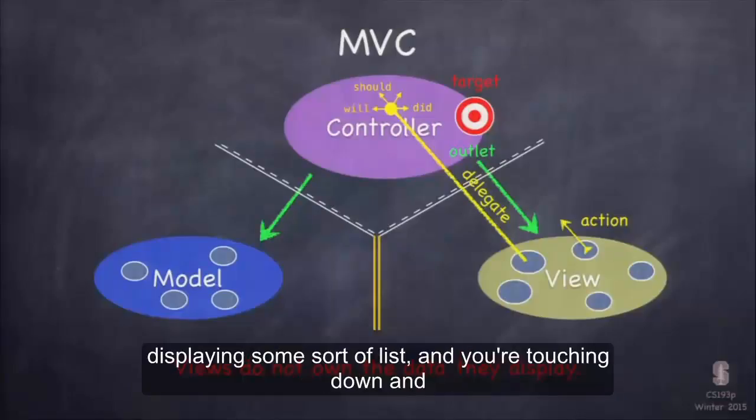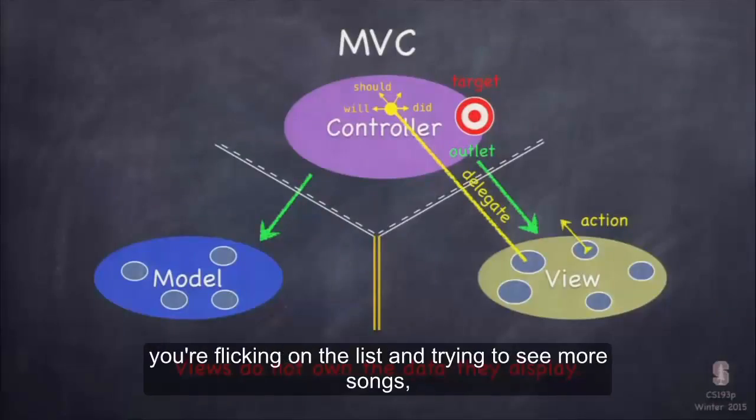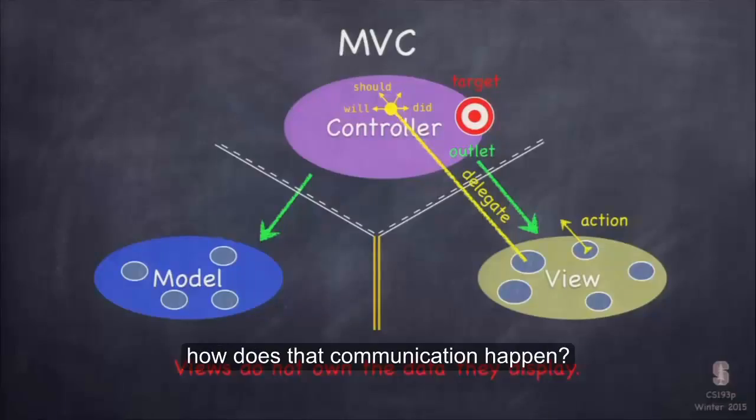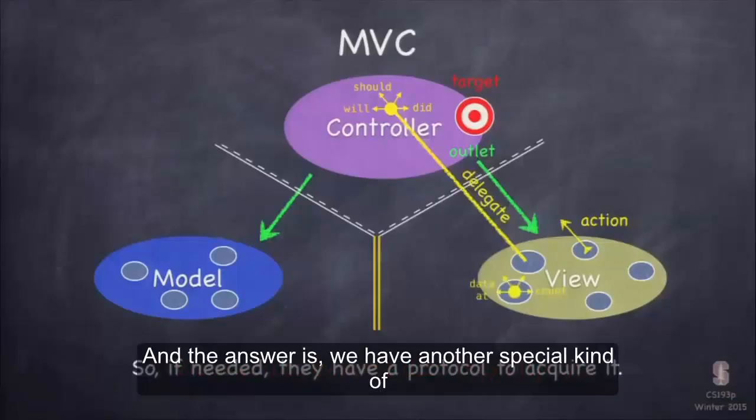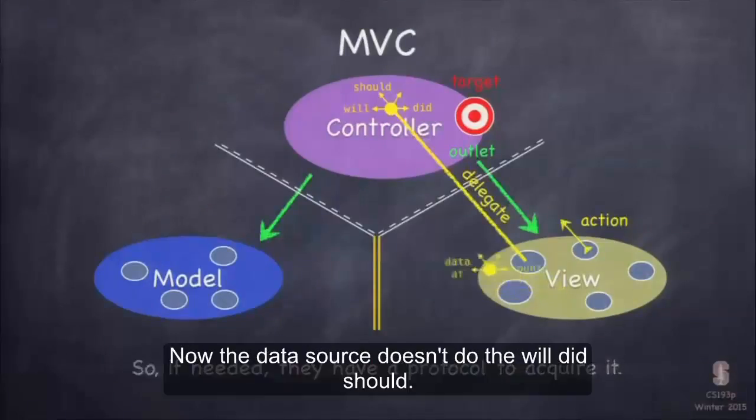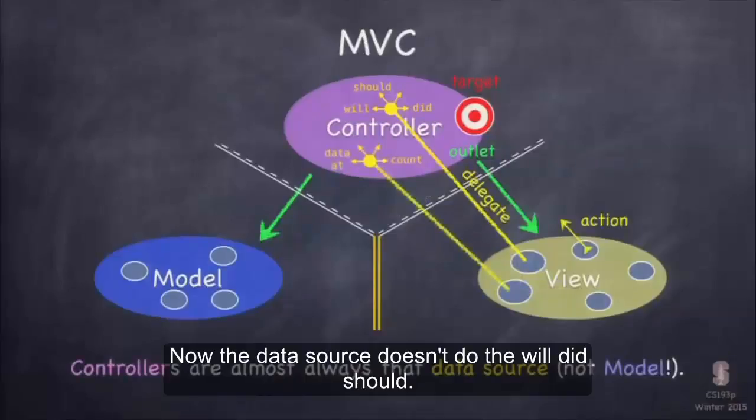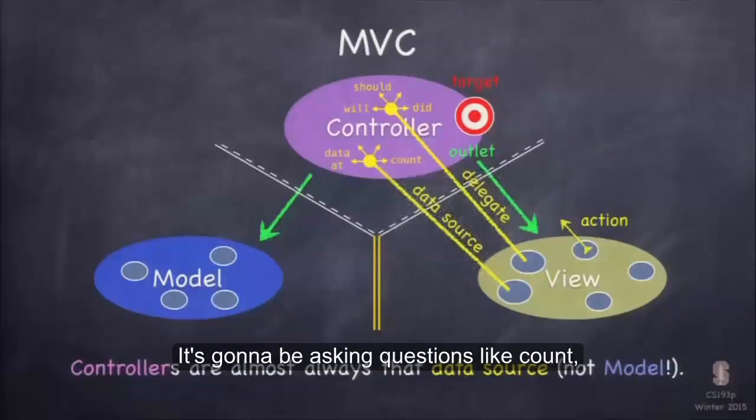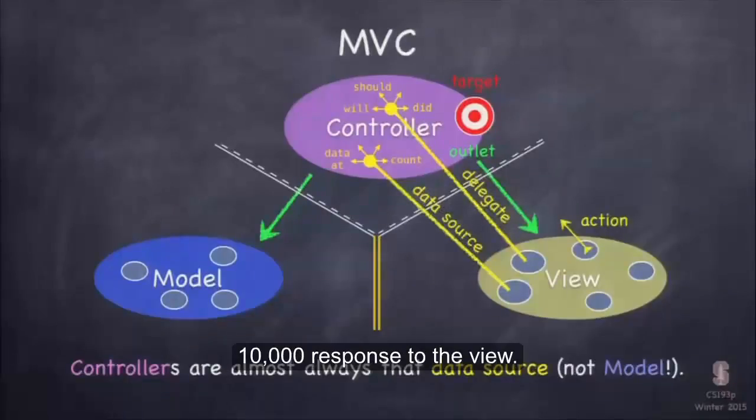And the view is displaying some sort of list, and you're touching down and you're flicking on the list and trying to see more songs. How does that communication happen? And the answer is, we have another special kind of delegate, which we call a data source. Now, the data source doesn't do the will, did, should. It's going to be asking questions like count, like how many songs are there? And the controller looks in the model, 10,000. Responds to the view, there's 10,000. The view makes space internally for 10,000 things.